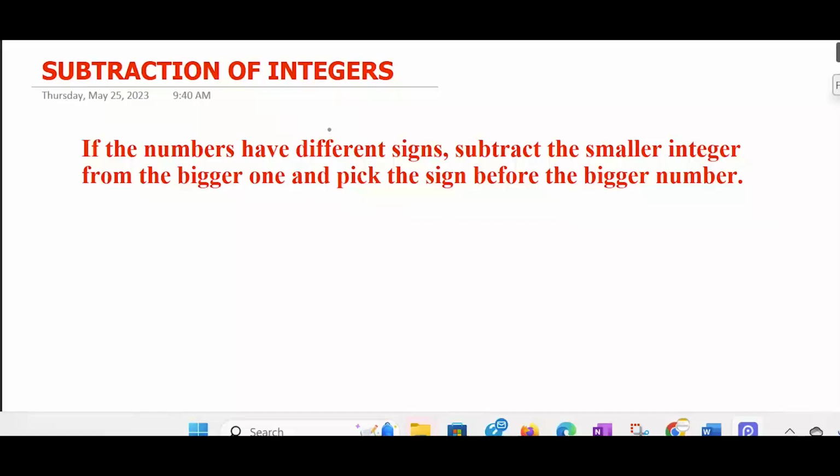Let's look into an instance. For example, we have minus 3 plus 5. In this case, 3 is negative, 5 is positive. They have different signs. Then what you should do is to subtract 3 from 5. That will be 5 minus 3, 2. Then look at the bigger number here, which is 5, and the sign before it is positive. So we pick the sign before the bigger number. So the answer definitely is going to be what? Positive 2.